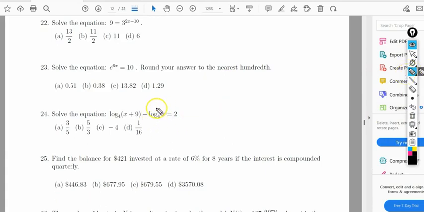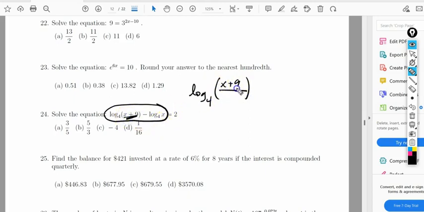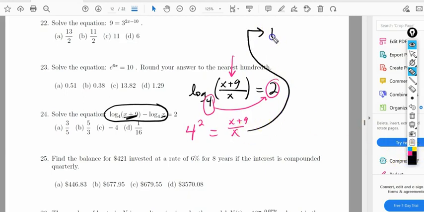Okay, so for 24, I'm going to use the quotient rule for logarithms so I can get a single logarithm there and then do a conversion. So the quotient rule says this will be my numerator and the argument there will be my denominator. Now I can do the conversion. The base raised to this power is equal to whatever the argument is, whatever's inside the parentheses. And so that gives me 16 is equal to x plus 9 over x.